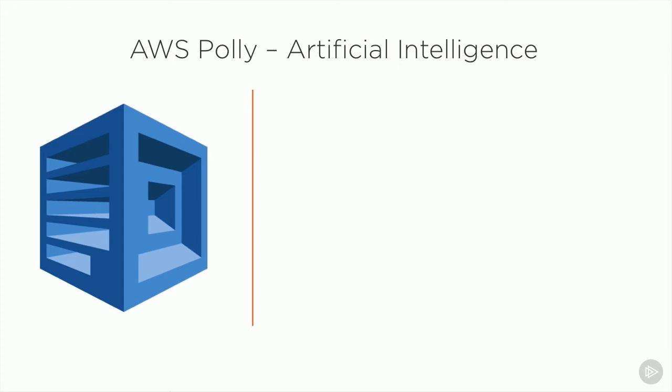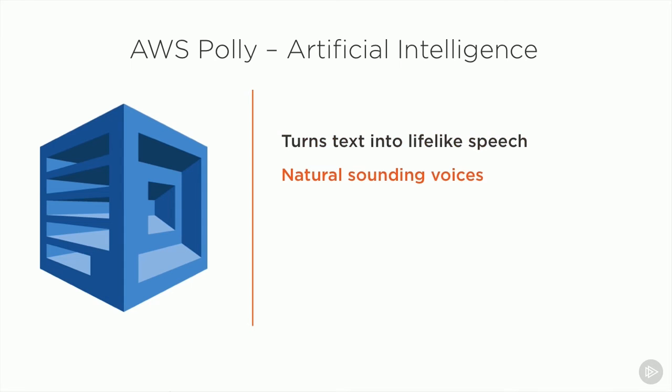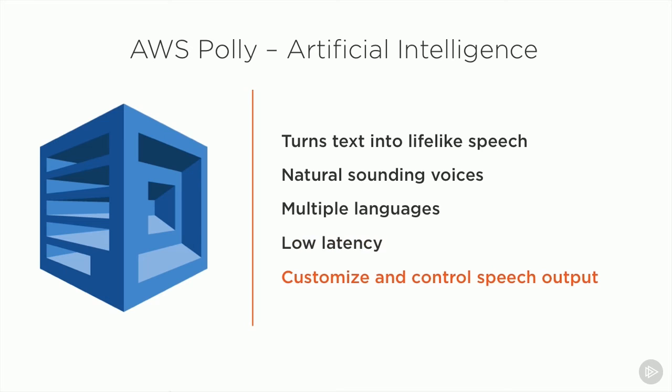Polly is an artificial intelligence service from AWS that turns text into lifelike speech. It has natural-sounding voices using deep learning. It supports multiple languages. It offers low latency for audio streams. You can customize and control the speech output, and we will see that shortly.